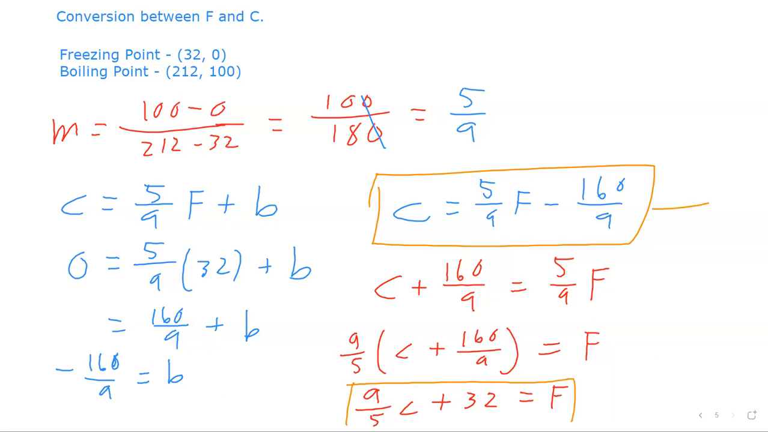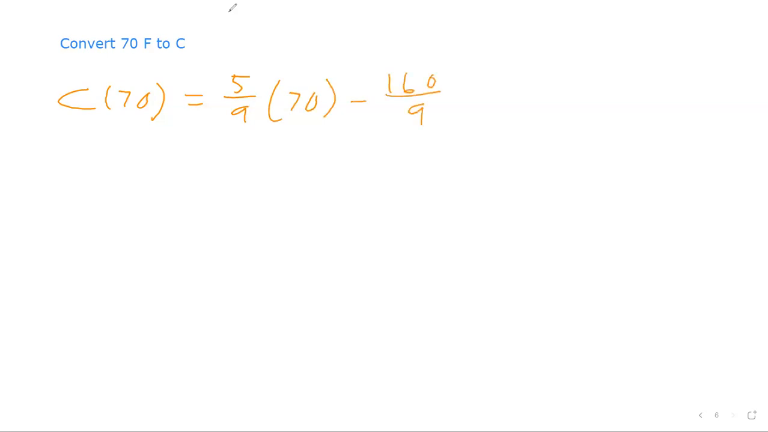Well, let's use this top one, and let's see what happens whenever we want to find or convert 70 degrees Fahrenheit to Celsius. So we're looking for C of 70 for making it in our function notation. So that is 5/9 times 70 minus 160/9.